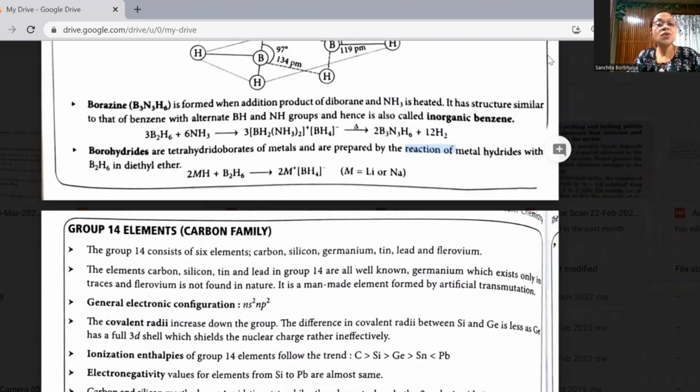Okay. So we can prepare a number of boron hydrides. One of them is sodium borohydride. And how is it prepared? You take sodium hydride, heat it with diborane, and you get M plus BH4 minus, meaning Na plus BH4 minus. Or you can prepare your lithium hydride also.